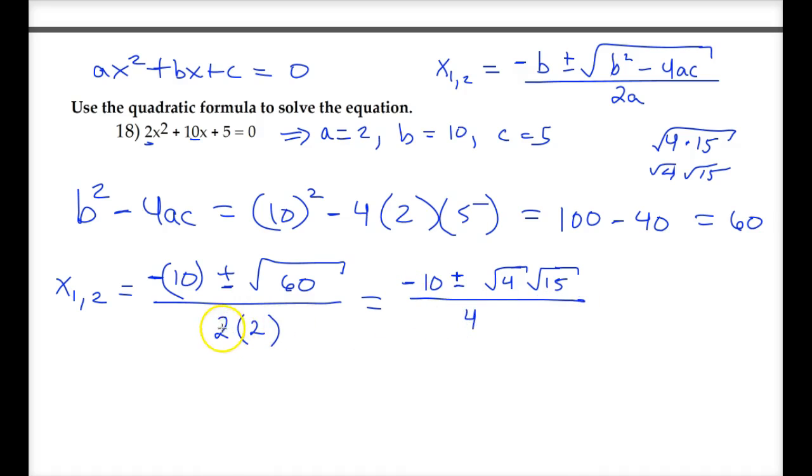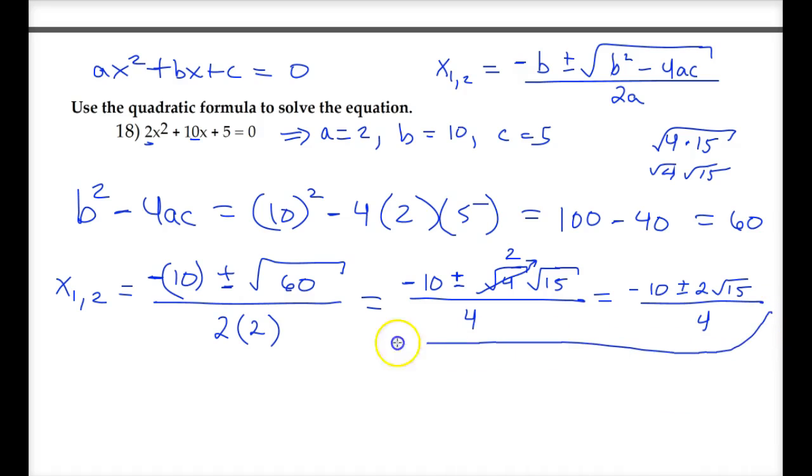So, of course, our denominator 2 times 2 is 4. And so from here, we know that square root of 4 is just 2. And so we can rewrite this as negative 10 plus or minus 2 times square root of 15 all over 4. And so now from this point, we can either factor out a 2 out of both terms in the numerator and then reduce, or we can break this up into separate fractions. I am going to break it up into separate fractions.